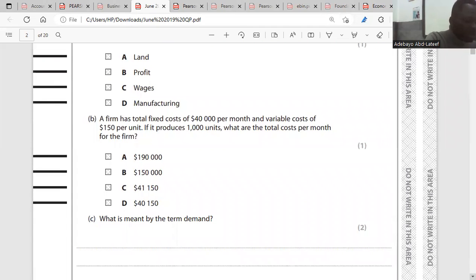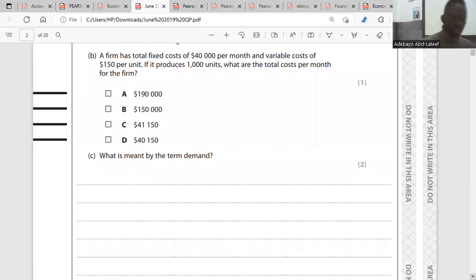Then we have our fixed cost to be 40,000. And the formula for total cost is fixed cost plus variable cost. So 150,000 plus 40,000 is 190,000. Clear? So go to question 3. What is demand? The term demand. Demand is the quantity of goods.